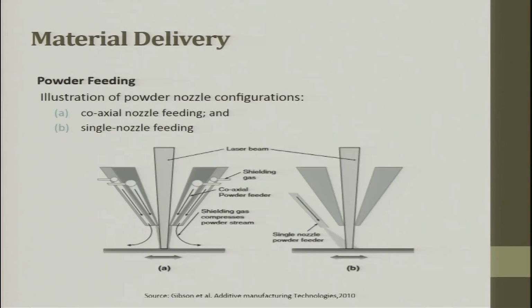So, this is what it is. You can see a coaxial feed, this is coaxial, and B is a single nozzle. You can see here these are shielding gases which come, and here are powders which come. Powders can be the same powder, or alloy powder. Whatever it is, you can do it, no issues. So, this is a diagram which talks about coaxial feeding, and this is a single nozzle feeding.